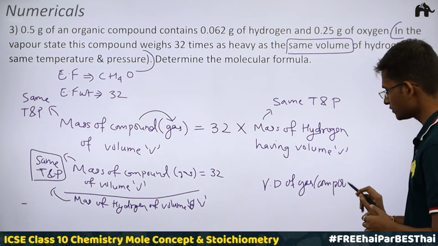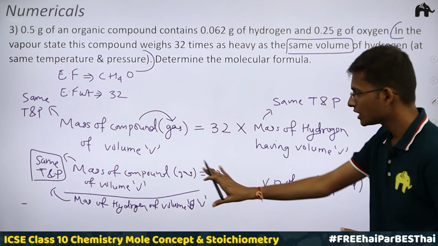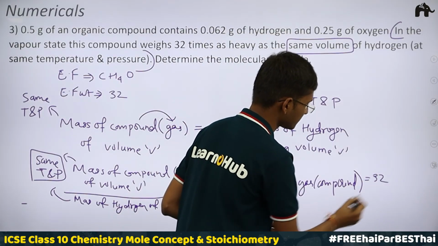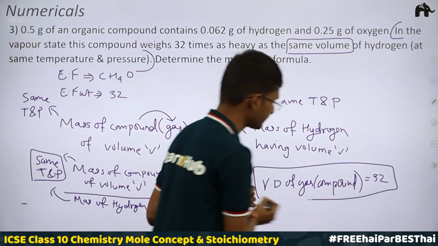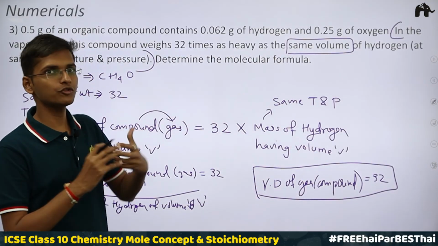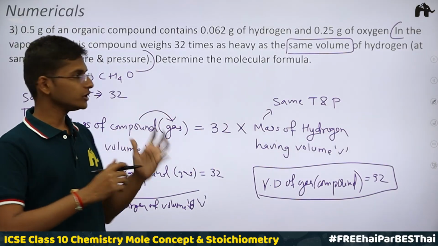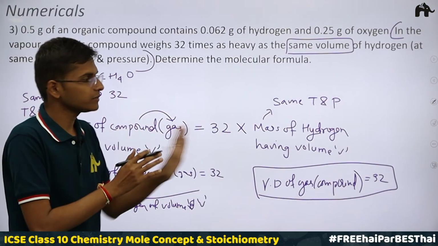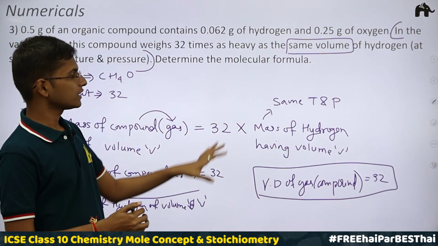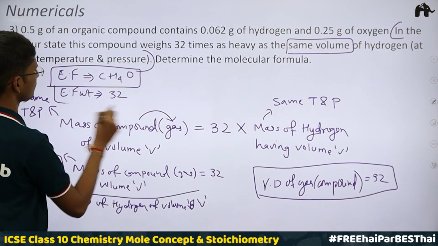So what we have figured out is that the vapor density of the compound is equal to 32. They haven't given us this directly in the question. They have tested how strong our concept is about vapor density, what we actually know about it. If you have understood the concept, you could figure out that vapor density is 32. Clear? Okay. Now by using vapor density, we know the empirical formula weight.